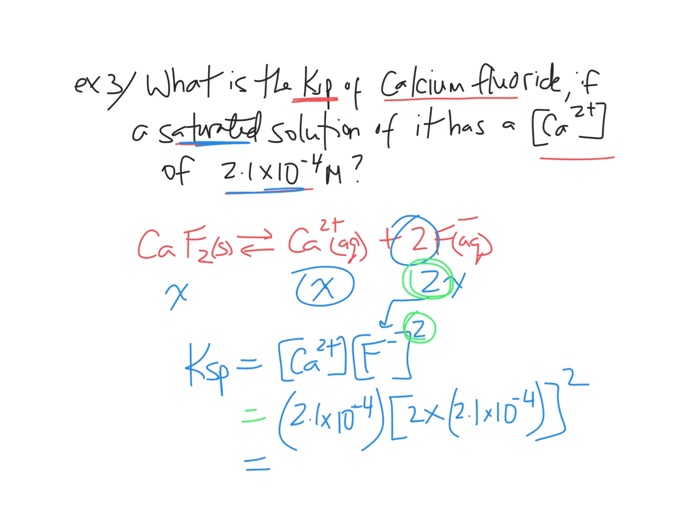And if you do all that, you're going to find out it's 3.7 times 10 to the -11. So the Ksp for this salt is 3.7 times 10 to the -11. Maybe I'll just put a little green highlight in there for you to see that's where that one went and that's where that one went.